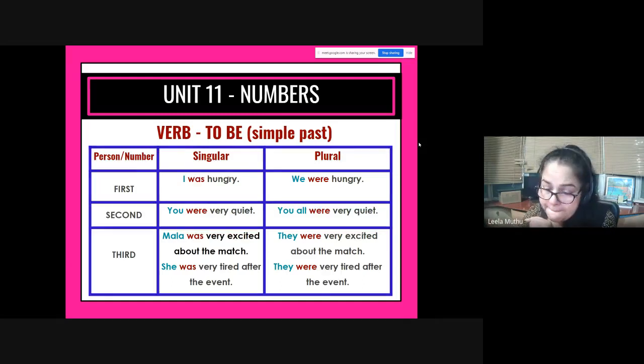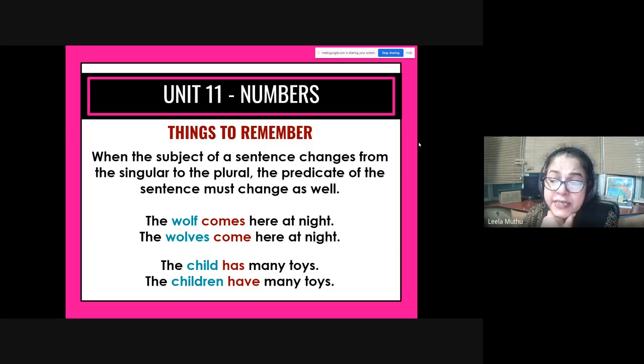Now, when the subject of a sentence changes from the singular to the plural, the predicate of the sentence must change as well, obviously. If you have a singular subject, for example, the man is running, the man is the subject, is running is the predicate. But now supposing we say the men, we cannot say the men is running. The predicate has to change, which means the plural verb has to be added. So the men were running. Understood? So the wolf comes here at night. The wolf is singular. It is followed by a singular verb, comes.